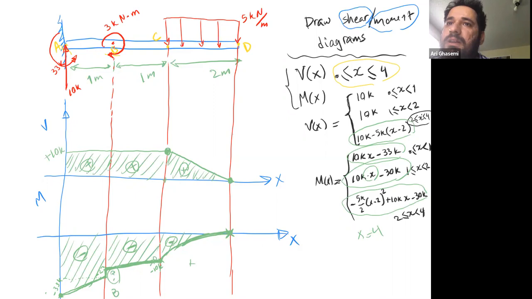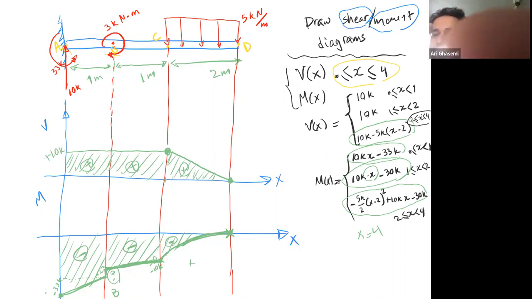Because there is an external 3k moment that is applied externally. You remember when I said when we have external shear, then we have a jump in the shear diagram. When we have an external moment, I mean a couple moment, not a distributed one, then we have a jump in the moment diagram.